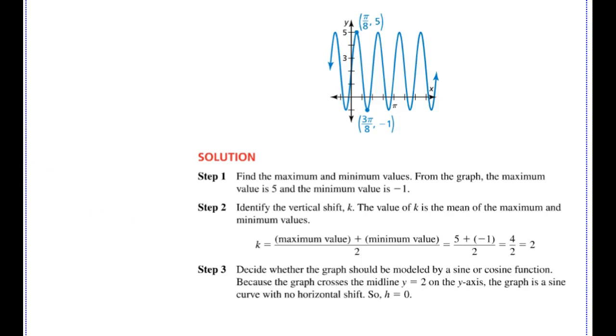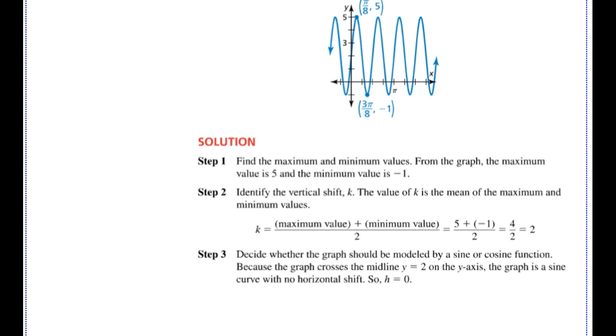So now I have to figure out, do I want to use sine or cosine for this one? I see that my graph crosses y equals 2, going up through that point on the y-axis, so I'm going to use sine because I have no horizontal shift then. So it'll just make it easier. I could still use cosine, but then I'm also going to have a horizontal shift, which makes things a little bit more difficult. So I'm going to go ahead and use sine here.